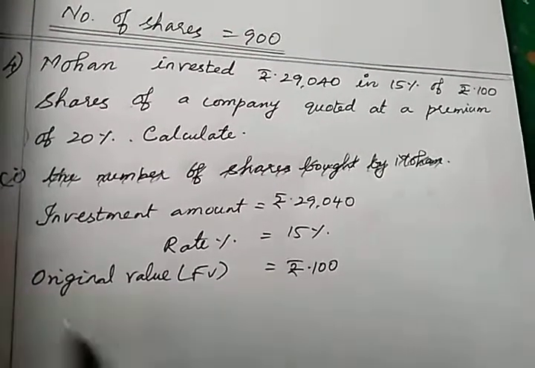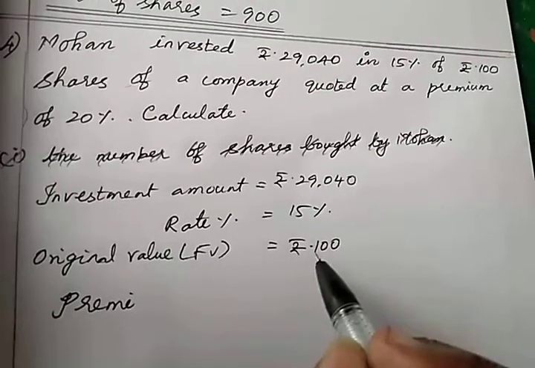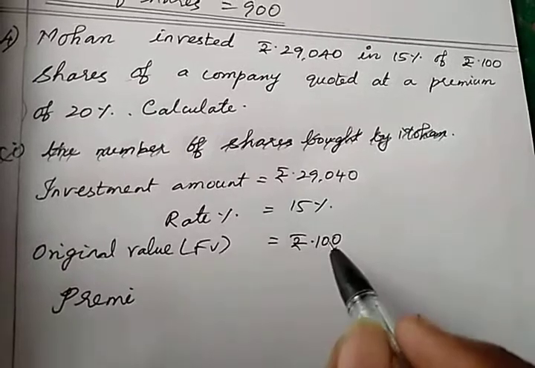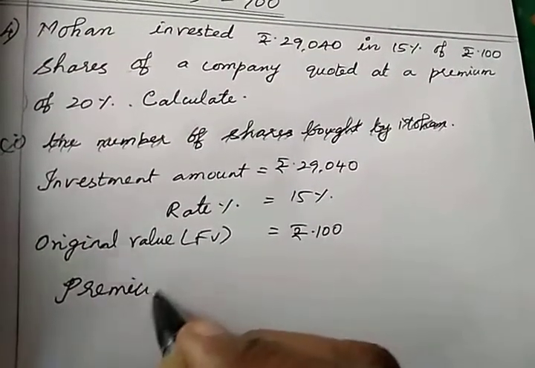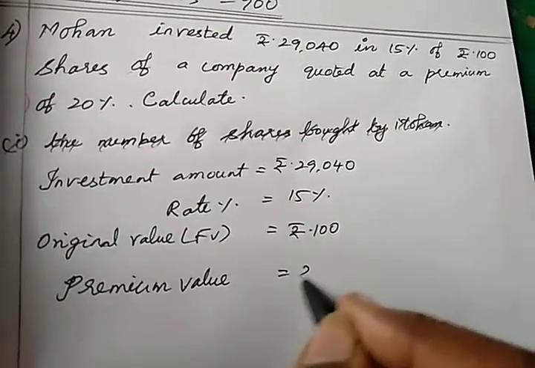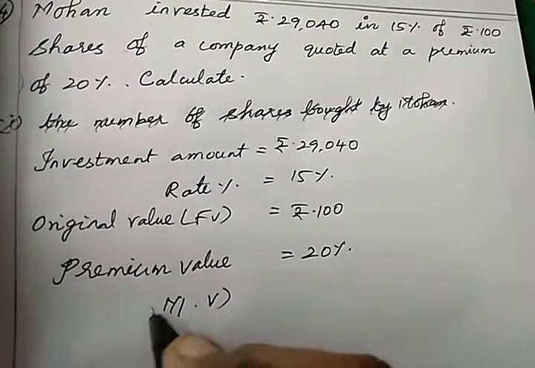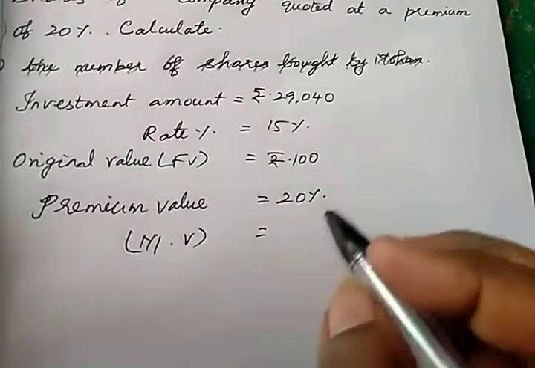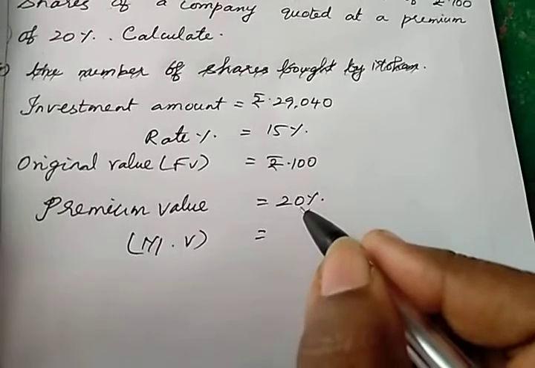The company is quoted at a premium of 20%. Premium means a company's share value is rupees 100, and from this we can keep a profit and sell the shares. That is the premium value. So the premium value is 20%. We will calculate what the premium value is. Premium value is market value, that is, for how much amount we are selling the share in the market. So they have allowed 20%.